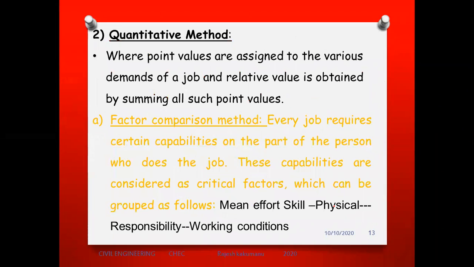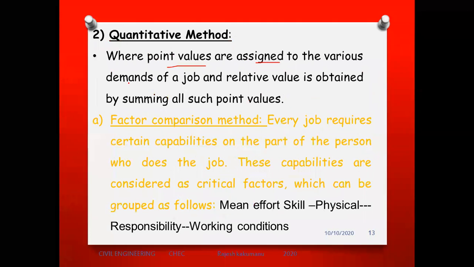Next one is the quantitative technique. Here point values are assigned to the various demands of a job, and relative value is obtained by summing all such point values. So what does the point say here? It is saying that point values are assigned to the various demands of the job, and relative value is obtained by summing all such values.